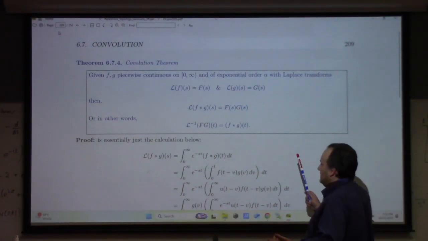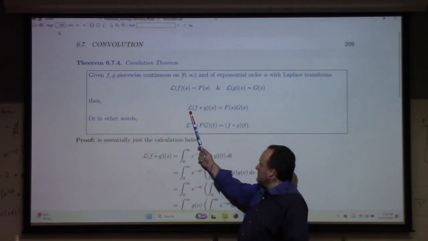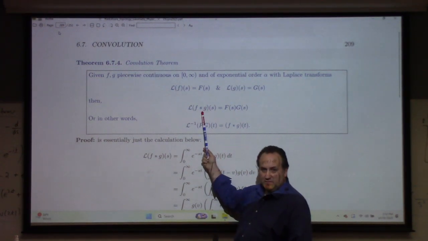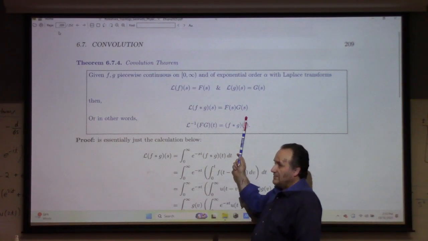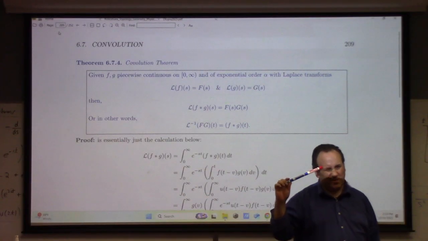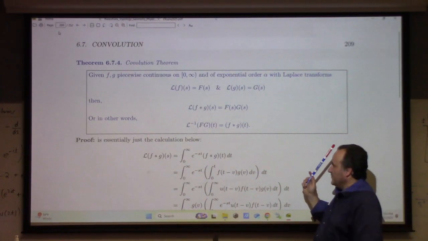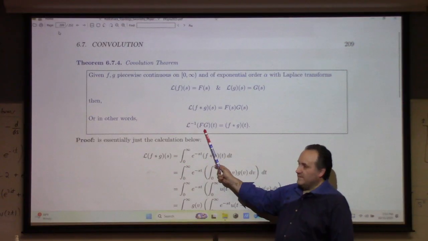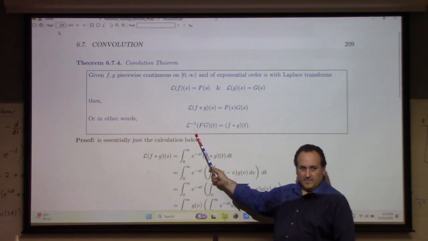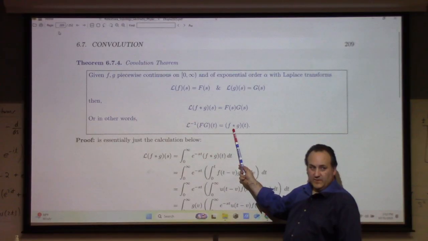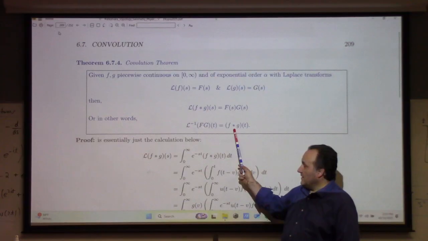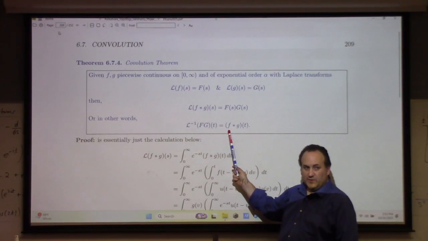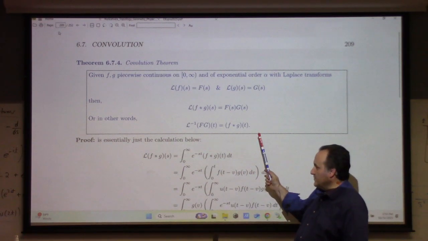So here's the way. This is amazing. The Laplace transform of the convolution is the product of the Laplace transforms of the functions convolved. Perhaps more interestingly, the inverse Laplace transform of a product in s is the convolution of the inverse transforms. This is a gateway to calculating inverse Laplace transforms that we couldn't do up to this point. This opens up a whole new vista.